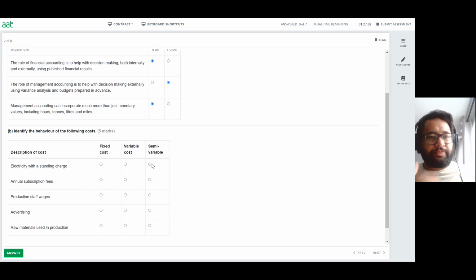Next one. Identify the behavior of the following costs. So we are going to classify these costs by these three different behaviors: fixed cost, variable cost, and semi-variable cost. Electricity with a standing charge is a good example of semi-variable.